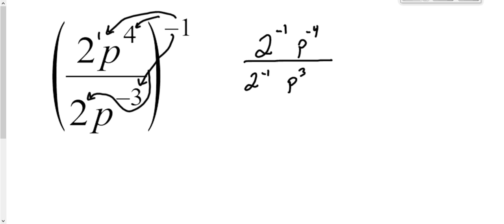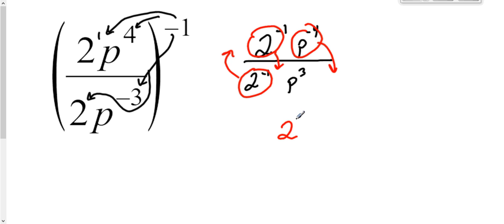A lot of negative exponents. So every negative exponent has to switch to the different side. So this negative 2 moves up, this negative 2 moves down, and this p moves down. So we get 2 to the first power, all over 2 to the first power, p to the third, p to the fourth. Well, what's cool is this 2 and that 2 cancel out, leaving us just a 1 on top.